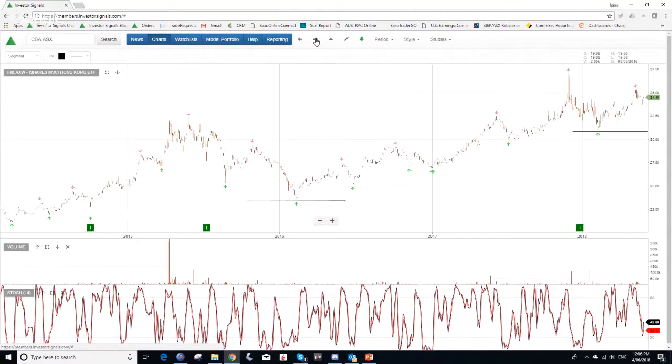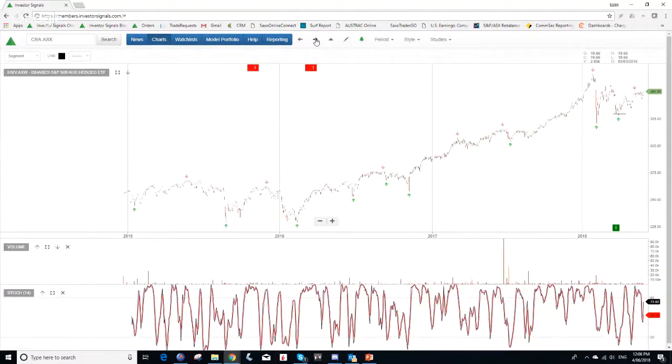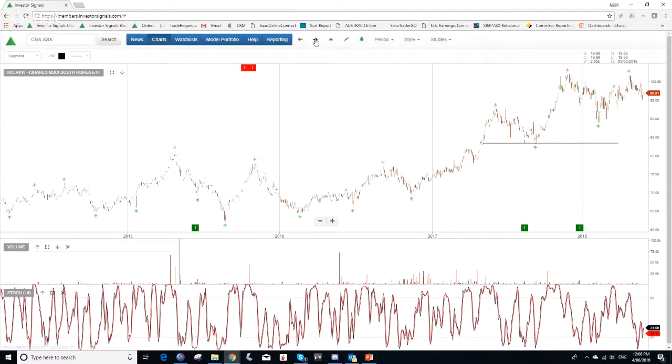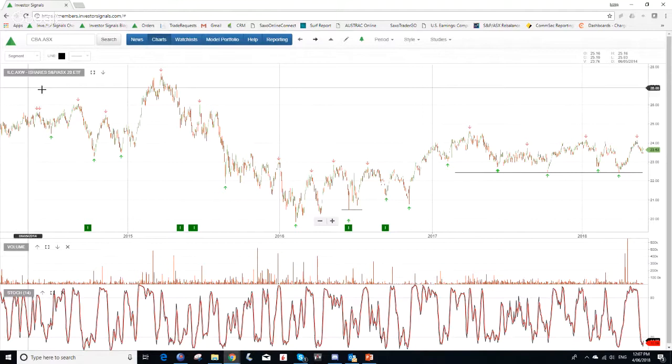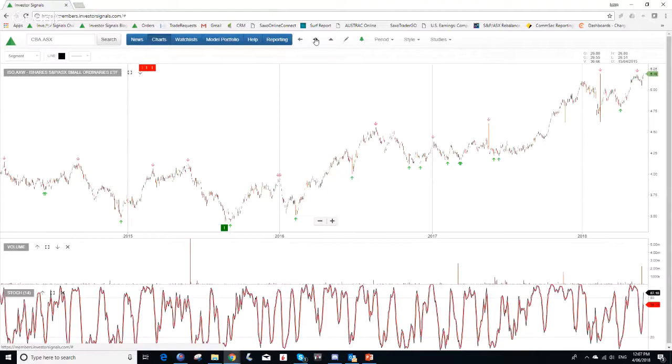So iShares, which is Hong Kong, so that's in the model. S&P 500 is in the model. South Korea ETF. So just note, iShares is one of the top ETFs provided by BlackRock. So when you think about ETFs, there's different providers that create these managed funds that you can buy on the ASX, and we'll have a look at how we identify maybe just the ones from iShares in a further segment in today's presentation. So small ordinary, so that was a great buy signal way back here at $3.40.